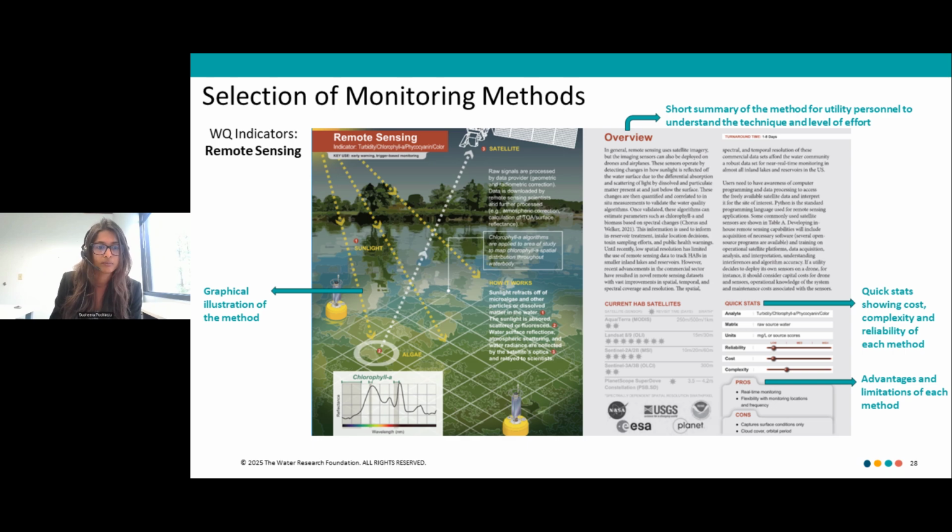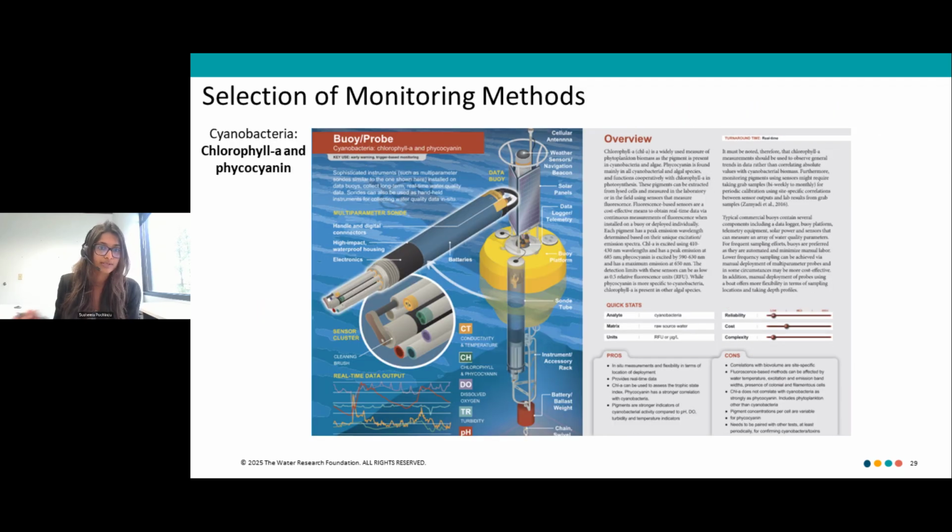We discuss some nitty-gritty things that we might miss in the overview, like, hey, this method is good for this, but you might have these interferences and things like that, just for the reader to know some information compared to the other methods. So that's one example, and I want to show another example on chlorophyll A and phycocyanin measurements using buoys or probes. This is another method card that falls under the cyanobacteria category, because this is an indirect way to measure your cyanobacterial biomass. But we also talk about these nuances in the overview between chlorophyll A and phycocyanin.